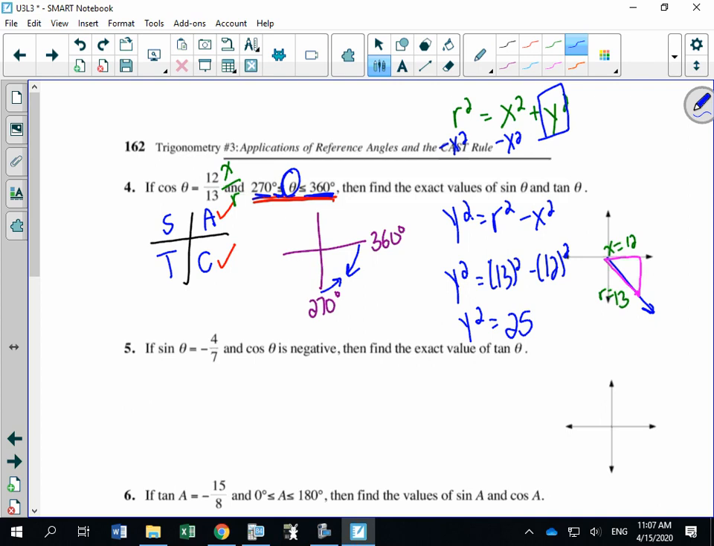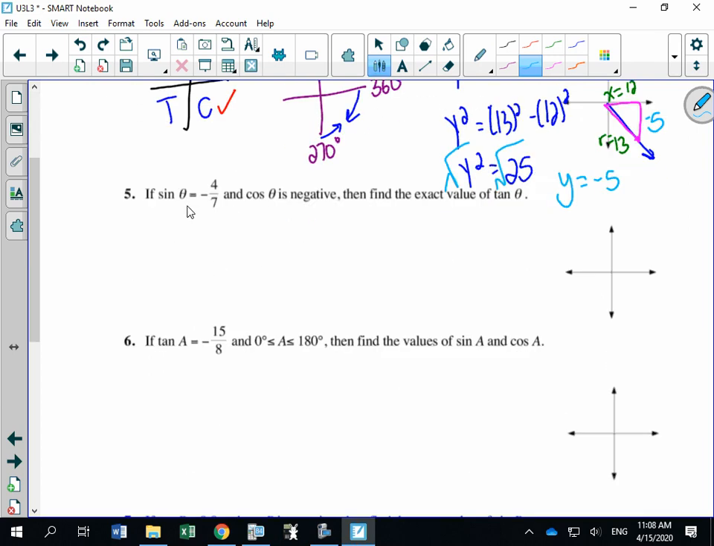Now, this one you have to think about is why, when I square root it, am I going to take the positive 5 or the negative 5? So in quadrant 4, what would your y value be? All of your y's in quadrant 4 are negative. So my answer would be y is equal to negative 5. Now you could do these 2 trig ratios. So sine of theta is y over r, and tan is y over x.